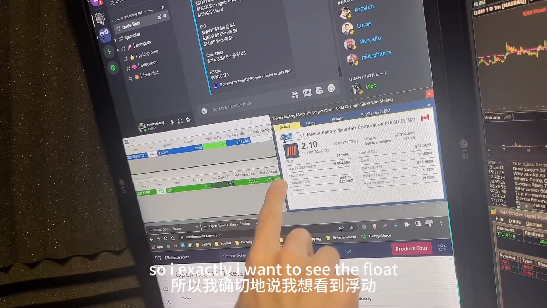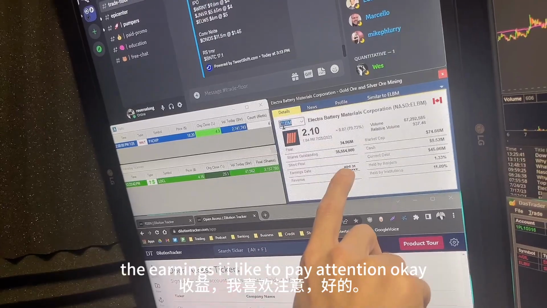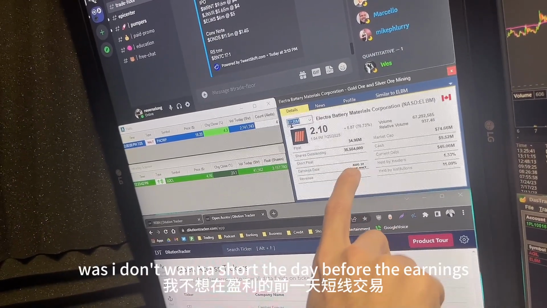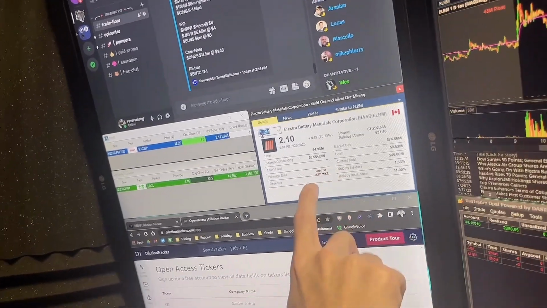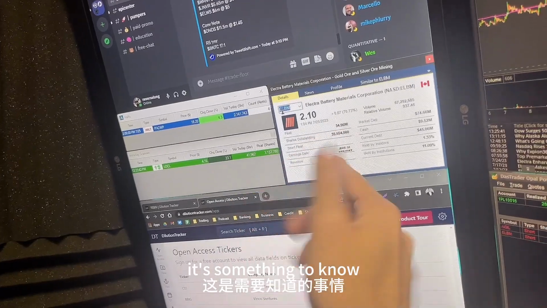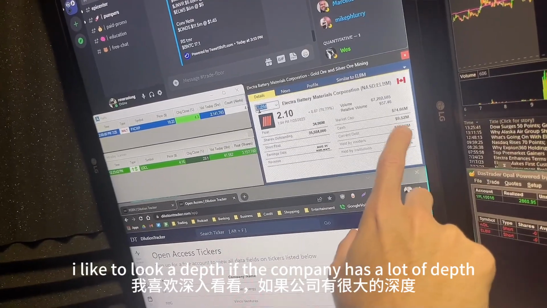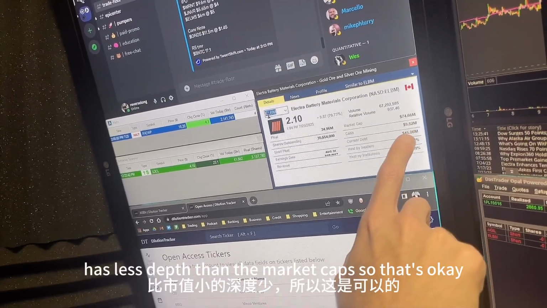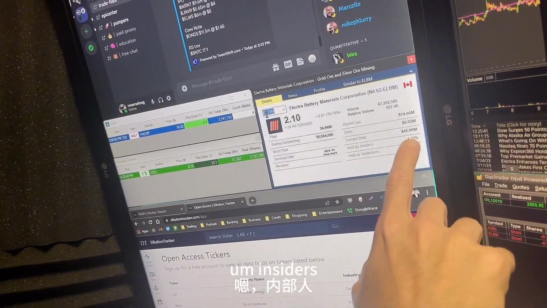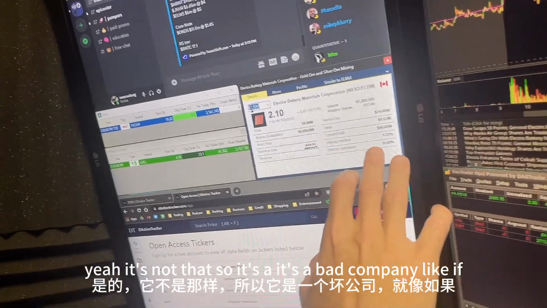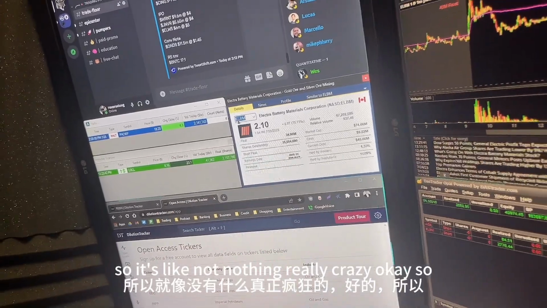So I want to see the float, the overall shares, the short float, the earnings. I like to pay attention to the earnings because I don't want to short the day before earnings. Sometimes they'll say if they're making money, it's just something to know. Market cap, cash. I like to look at debt if the company has a lot of debt. This one has less debt than the market cap, so that's okay. Insiders, only 1%. Institutions, less than 40%, so it's nothing really crazy.